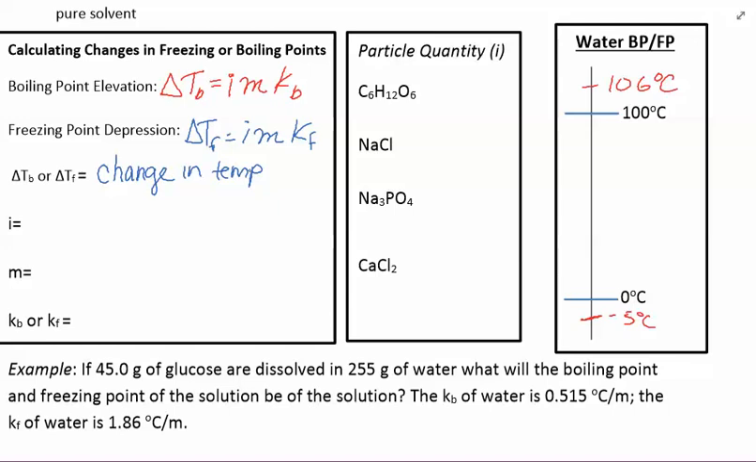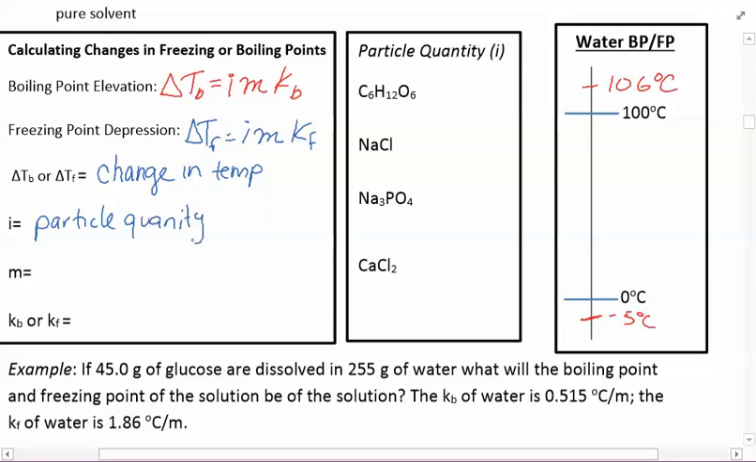i is the particle quantity. Depending upon the type of particle you have, you're going to have a different number of components to it, so that's something we have to take into consideration. m is the molality, which remember is moles per kilogram. And then Kb or Kf is your constant that's going to be provided to you.